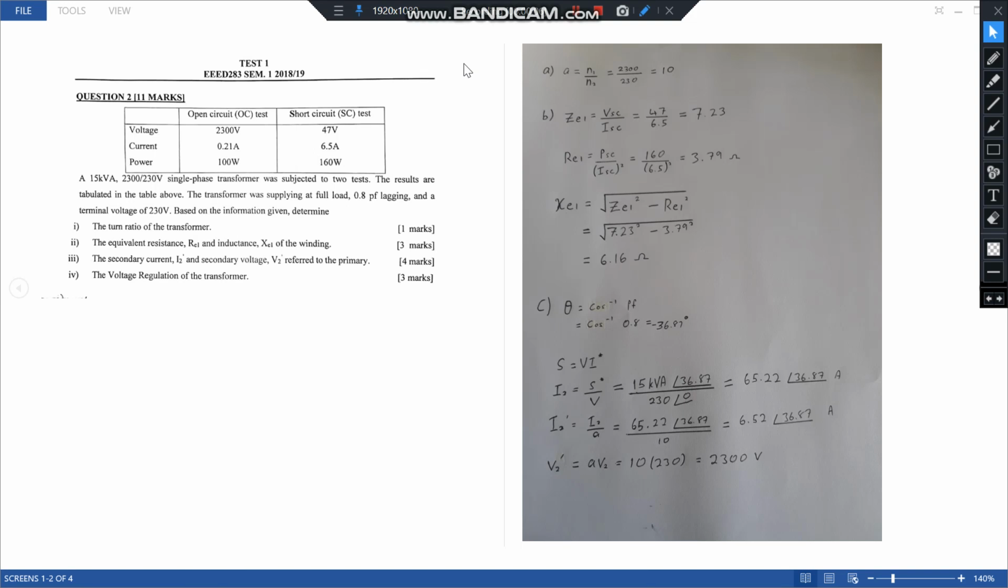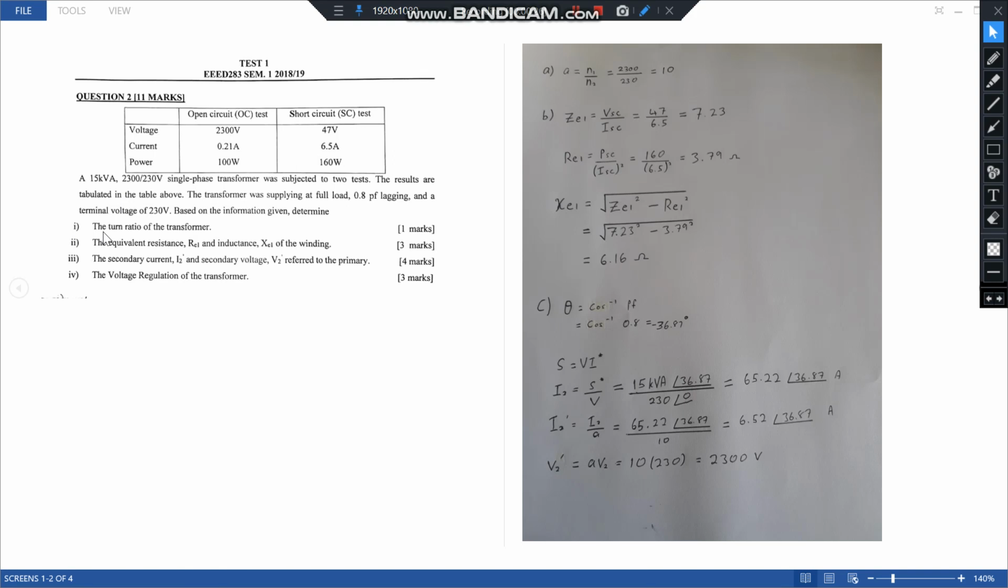Today I would like to do a tutorial about how to solve this question. First, this question is about transformers. This is open circuit and short circuit. I will skip to the first question.